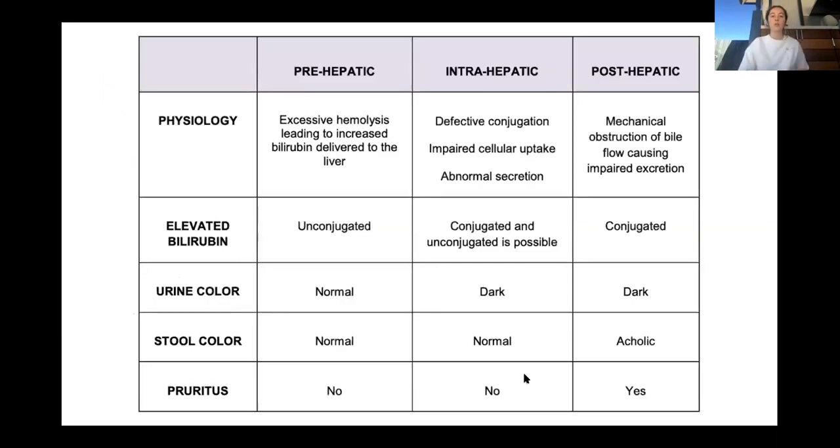And this is just a good summary table, I think, of the main causes. So prehepatic is hemolysis, it's unconjugated, whereas intrahepatic is defective conjugation and abnormal secretion, so it's mixed, whereas posthepatic is conjugated because it's obstruction afterwards. And only here you get the pale stools, whereas in the intra and post you get the dark urine.